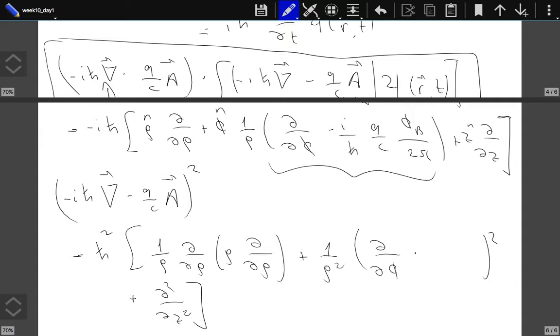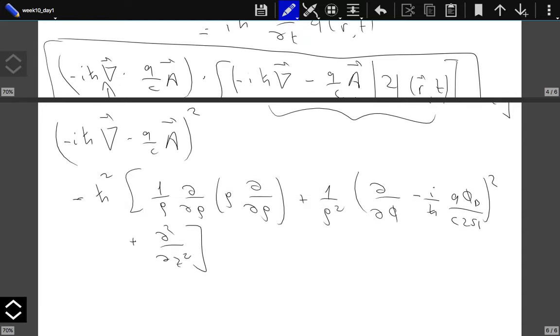So it will be del over del phi minus i over h bar, q phi b over c times 2 pi. So this is my Hamiltonian operator, basically. If you divide by 2m, you get our Hamiltonian operator in our case.